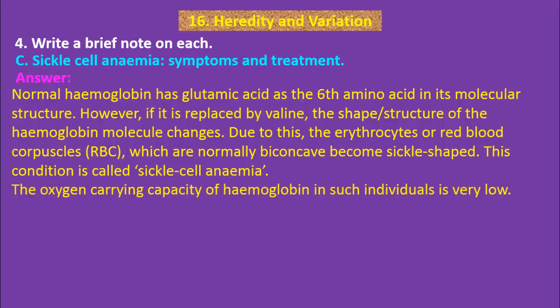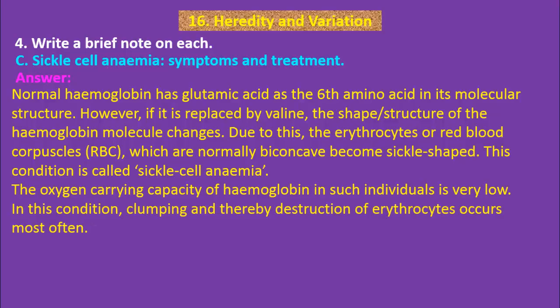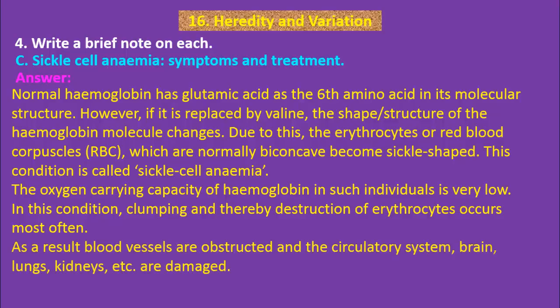The oxygen carrying capacity of hemoglobin in such individuals is very low. In this condition, clumping and thereby destruction of erythrocytes occurs most often. As a result, blood vessels are obstructed and the circulatory system, brain, lungs, kidneys, etc. are damaged.